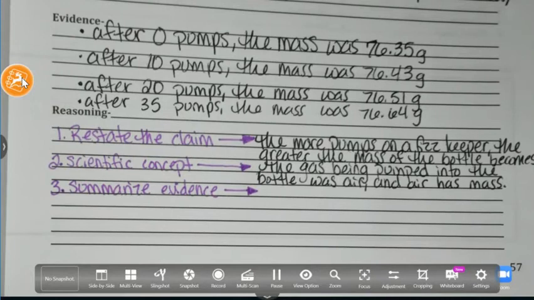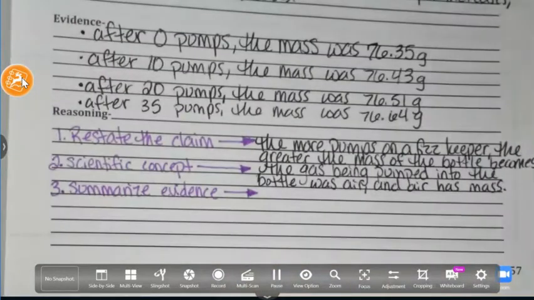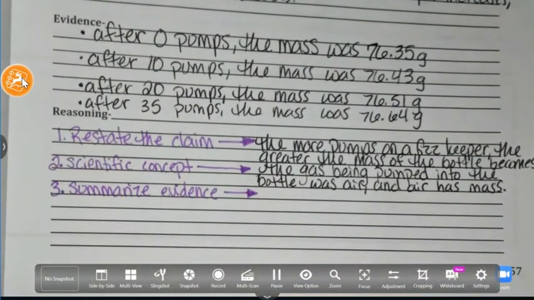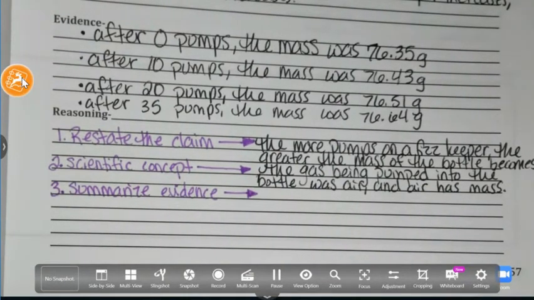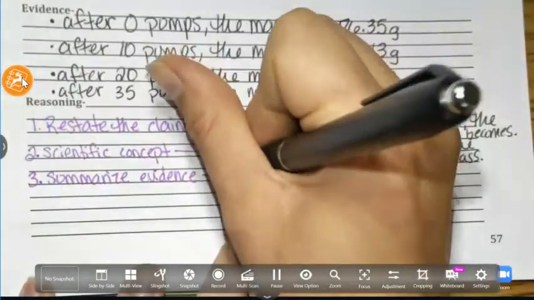Like if I say see chart, just look at the chart. Well, what is the chart telling me? You need to tell me what the chart is saying. So if you look at the data table, how much did the mass increase from 76.35 to 76.69? Who can tell me what the increase was? Who's good at math? After, what was it, 40 pumps?